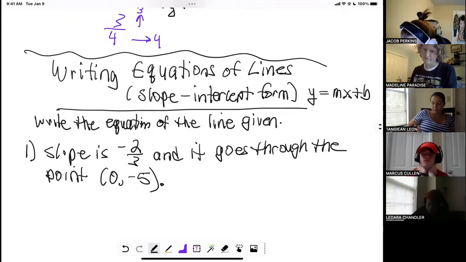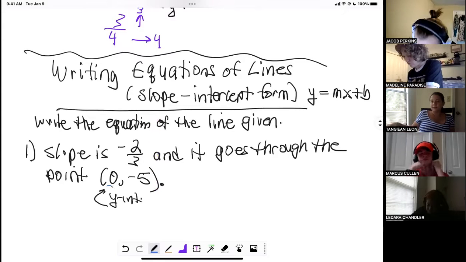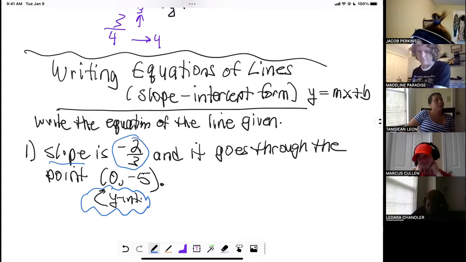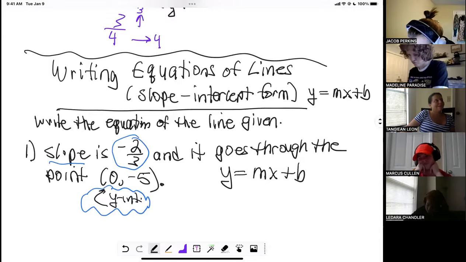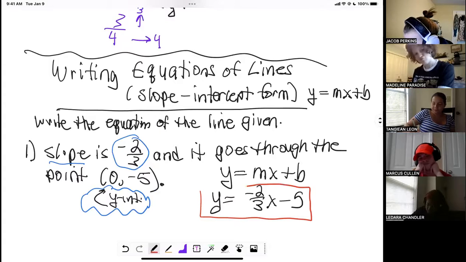Now, when you have a point that says 0 something, that is your y-intercept. And then this is my slope, right? So all I have to do is write the equation into the right form. So the form is y equals mx plus b. I know my slope. Y equals -2/3 x, and I know my y-intercept is 0, -5, which means it's -5. So my equation of that line is y equals -2/3 x minus 5.